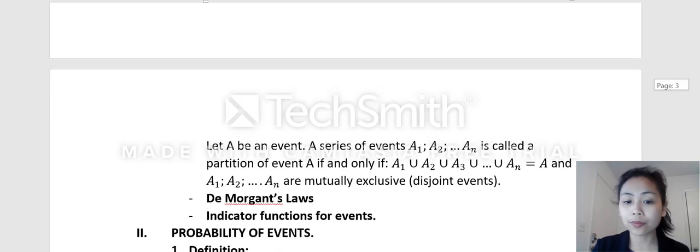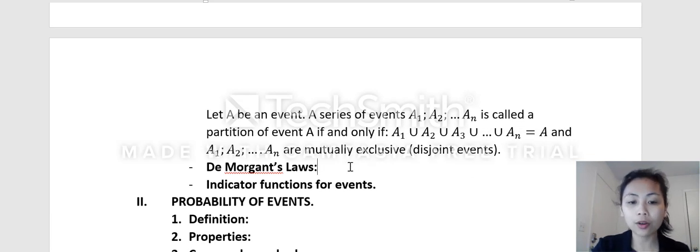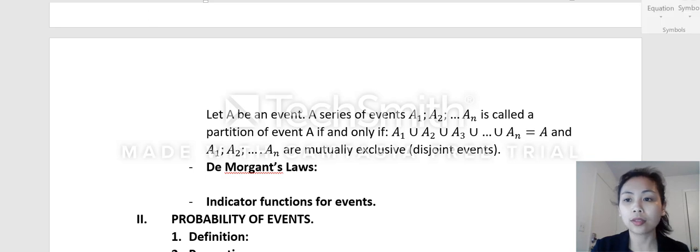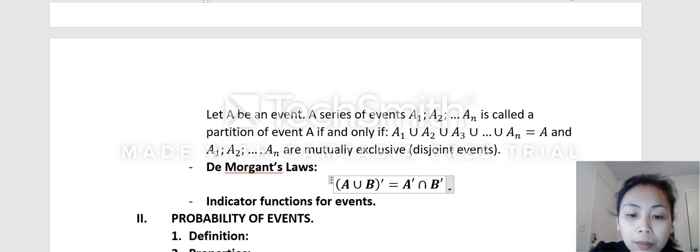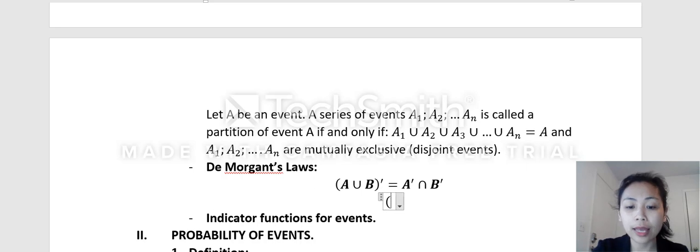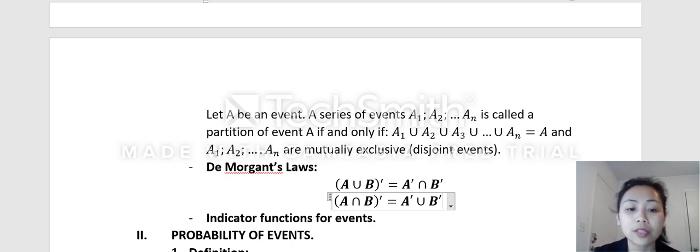Next, De Morgan's law. The De Morgan law says that (A union B) complement is equal to A complement intersect with B complement. So here's the rule. The complement of A is A prime. The complement of B is B prime. And the complement of a union is basically an intersection. Similarly, we have (A intersect B) complement is equal to A complement union with B complement. So this is about De Morgan's law.